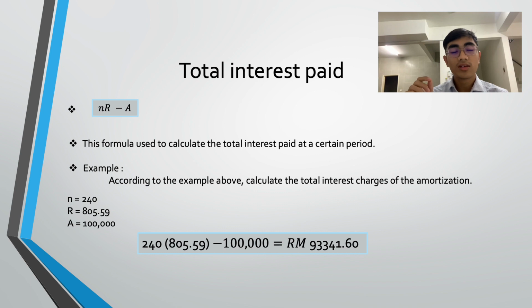Last but not least, the total interest paid. So by using this formula, R minus A, we are going to know how much is the total interest paid at a certain period. And by using the previous example, we are going to calculate the total interest charges along the amortization. Then we determine the variables, we put them into the formula, and we get RM 93,341 for the total interest charges.